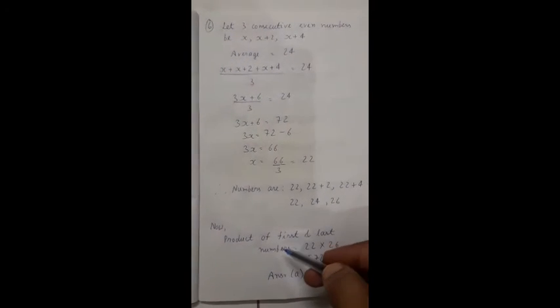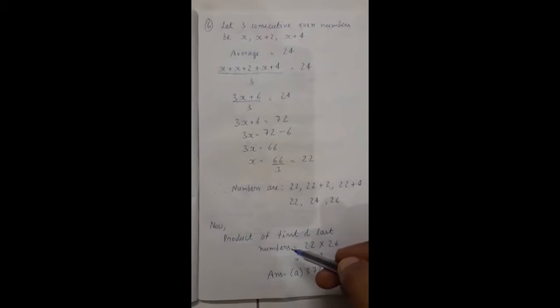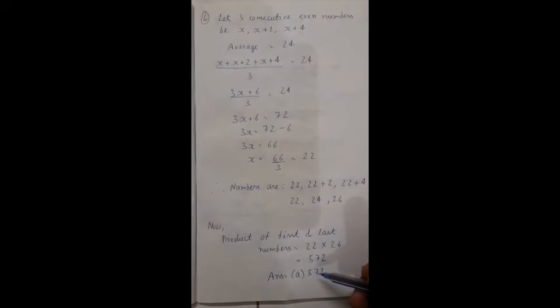Now since we have to find the product of the first and last numbers, product means we have to multiply. The first number is 22 and the last number is 26. So we will get 572. So the answer will be A part, 572.